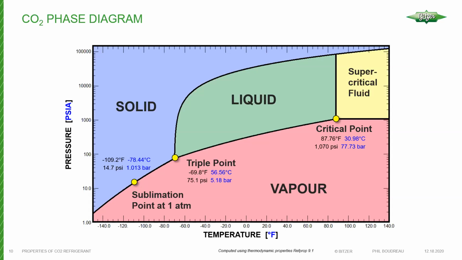So if we take a look at 1 atmosphere, dry ice, for example, a solid CO2, will actually sublime directly from a solid to a vapor at 1 atmosphere. The triple point for CO2 is approximately minus 70 Fahrenheit, which corresponds to approximately 75 PSI. And then the critical point is actually quite low at 87.8 degrees Fahrenheit. And note that the pressure at the critical point is 1070 PSI.